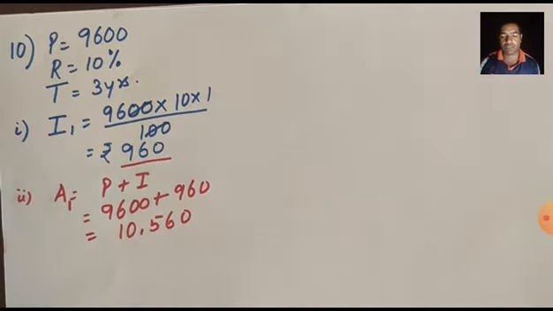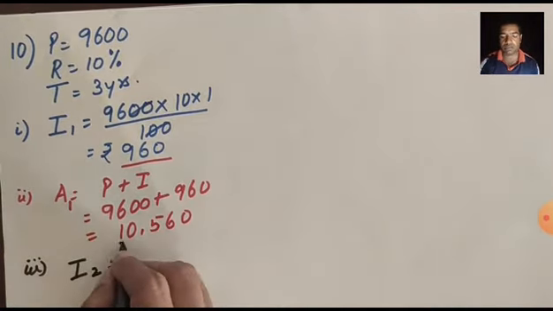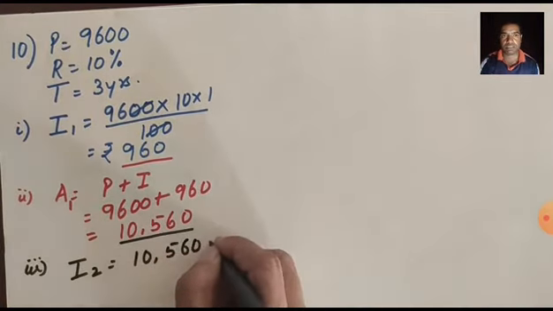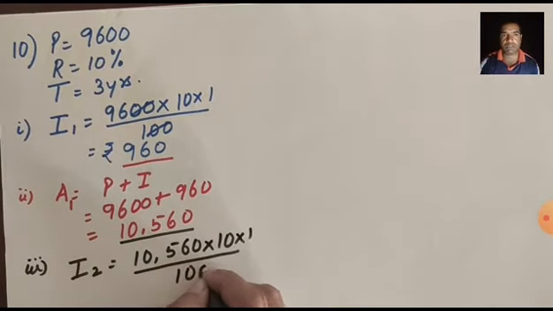Okay, and this amount will be the principal for the second year. Now the third one we have to ask: principal for the second year, which will be the same, 10,560. Now I2, we have to find PRT upon 100.